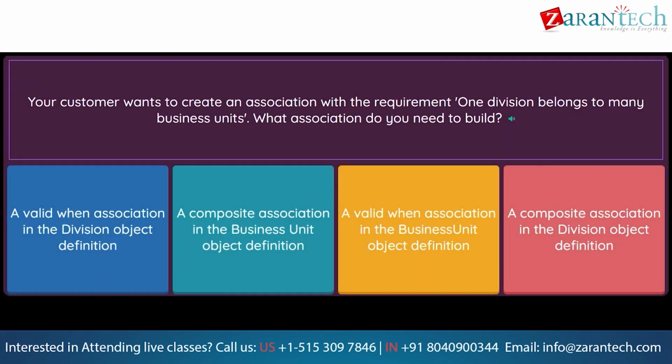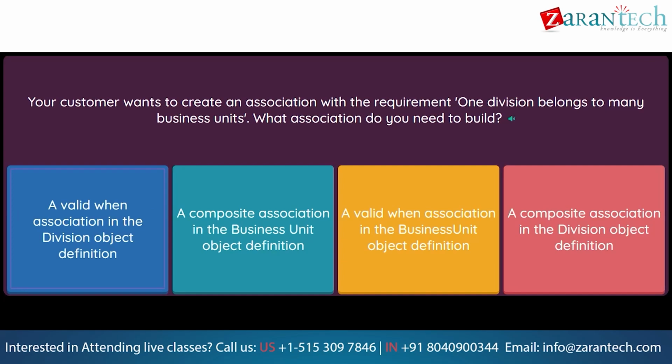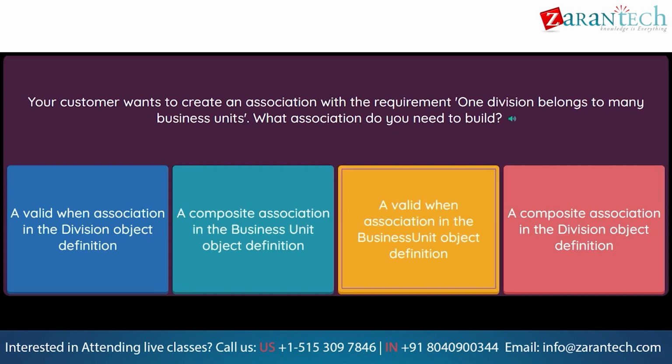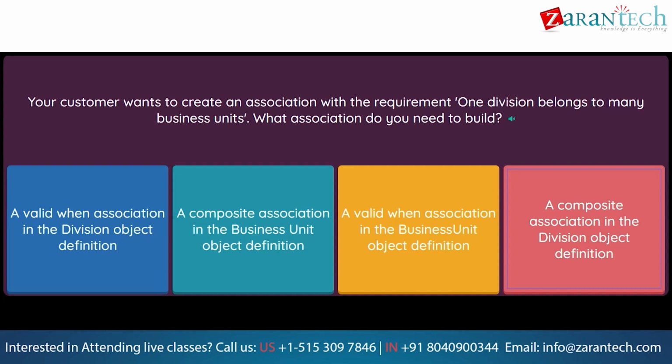Question: your customer wants to create an association with the requirement, "one division belongs to many business units". What association do you need to build? Option 1: a valid when association in the division object definition. Option 2: a composite association in the business unit object definition. Option 3: a valid when association in the business unit object definition. Option 4: a composite association in the division object definition.